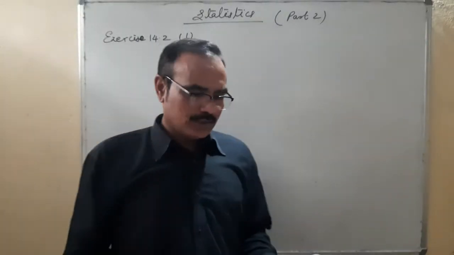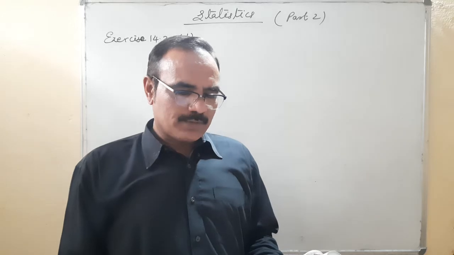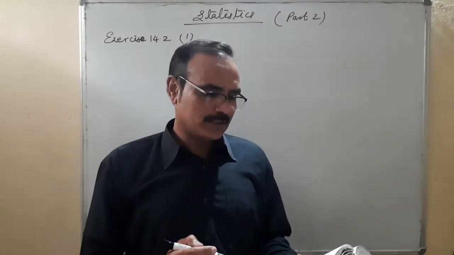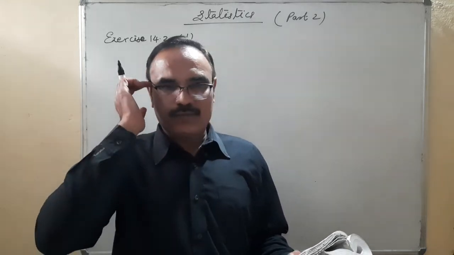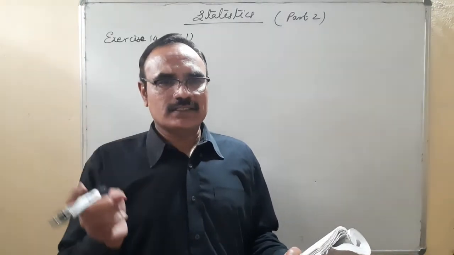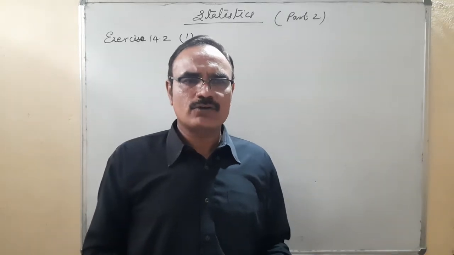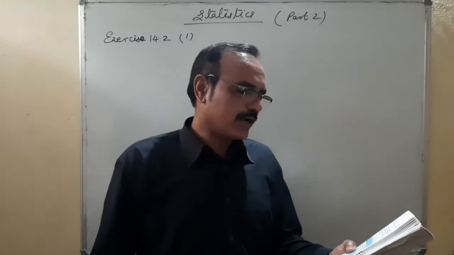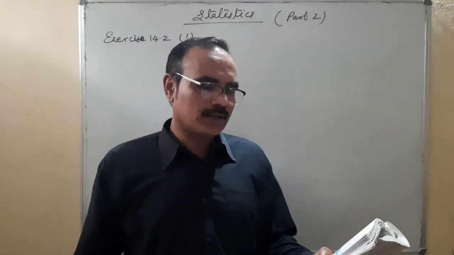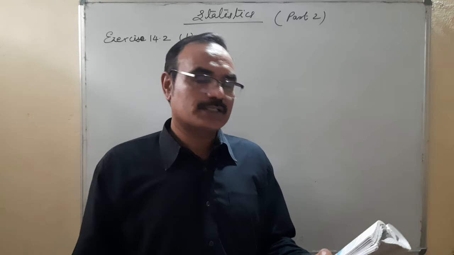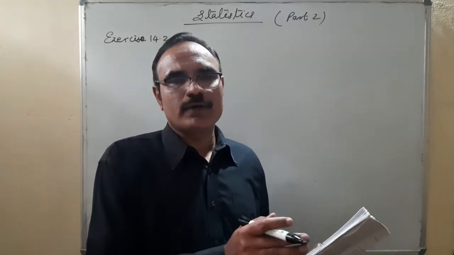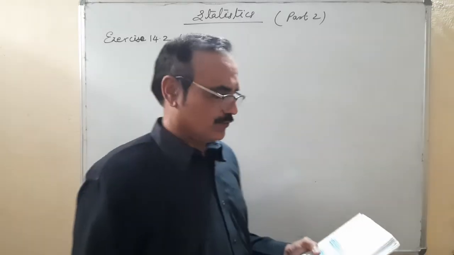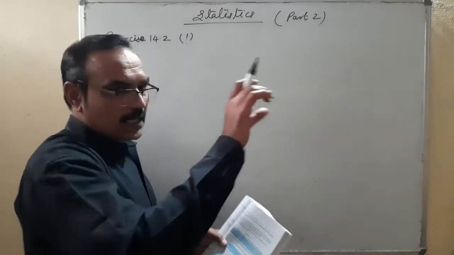Question number 1 is: the following table shows the ages of patients admitted in a hospital during a year, age in years and number of patients. Find the mode and mean, both they are asking. Mean, I think you are aware of how to find. I'm just finding the mode. In the question it is given: find the mode and mean of the given data and compare and interpret the two measures of central tendency. We will find the mode and then the median, and compare whether mean is more or mode is more.